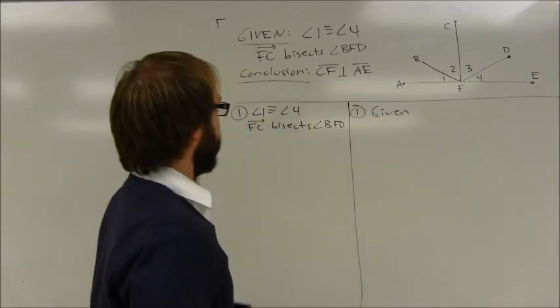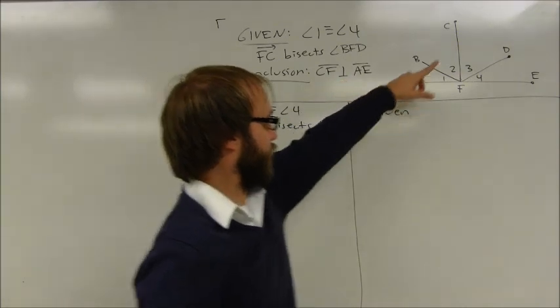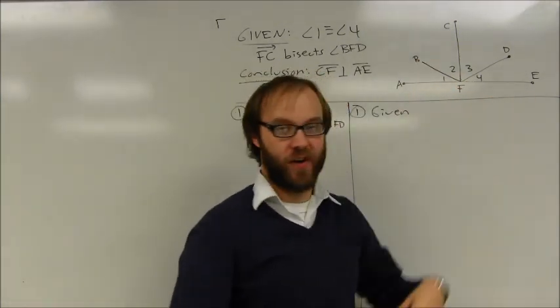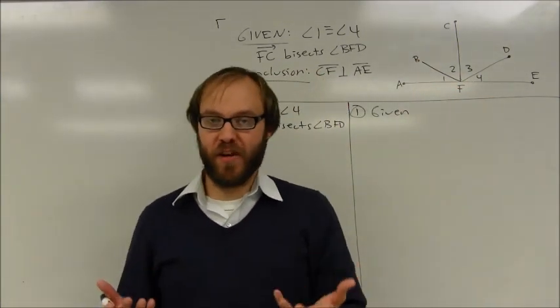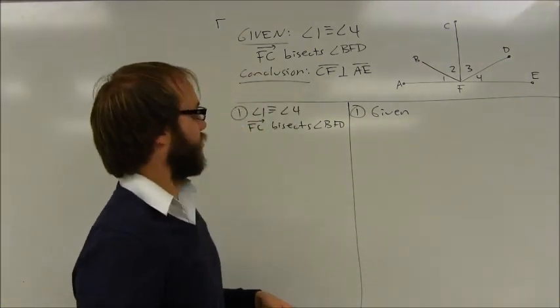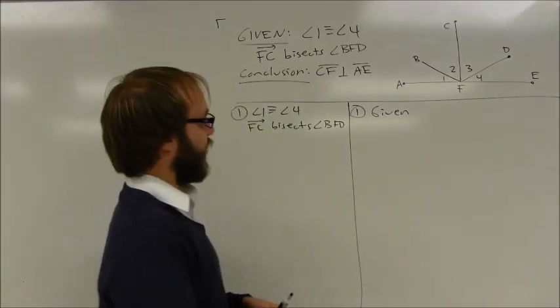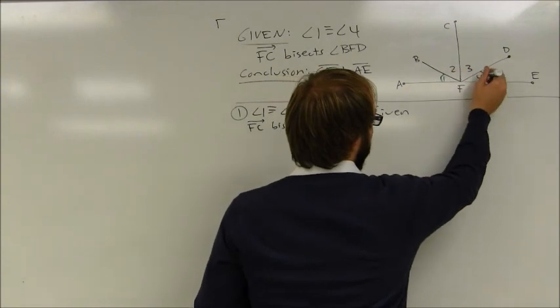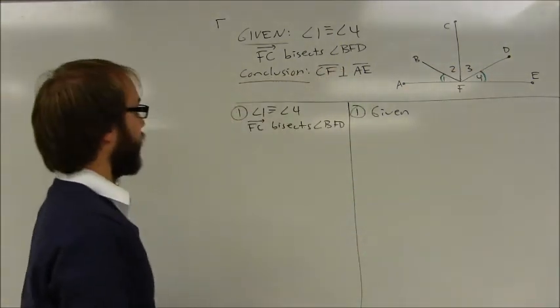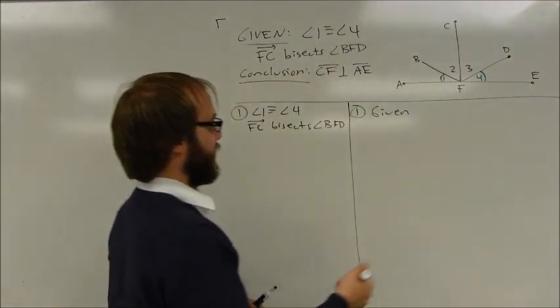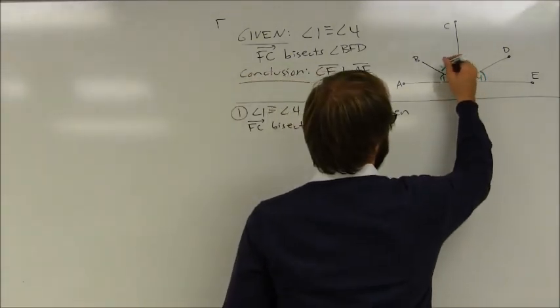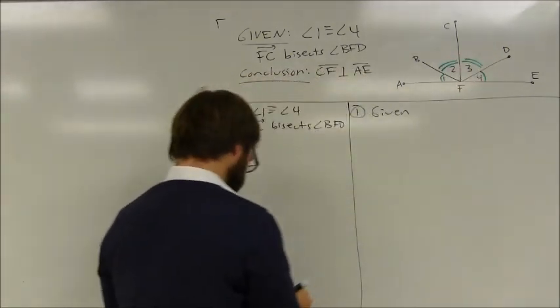The proof asks me to show that I have perpendicular lines. You can see CF appears to be perpendicular to AE. The question is, do I have enough information really to show that, which is what we'll be trying to do here. I'm told that angle 1 is congruent to angle 4. And I'm also told that BFD is bisected. So I know that that angle there is congruent to that angle there.